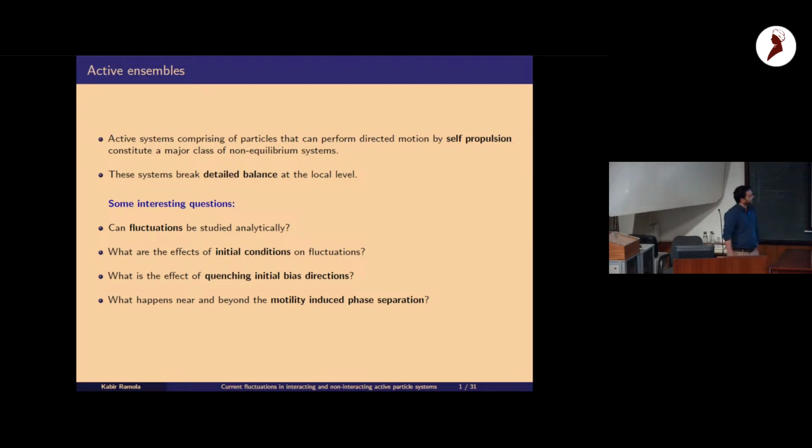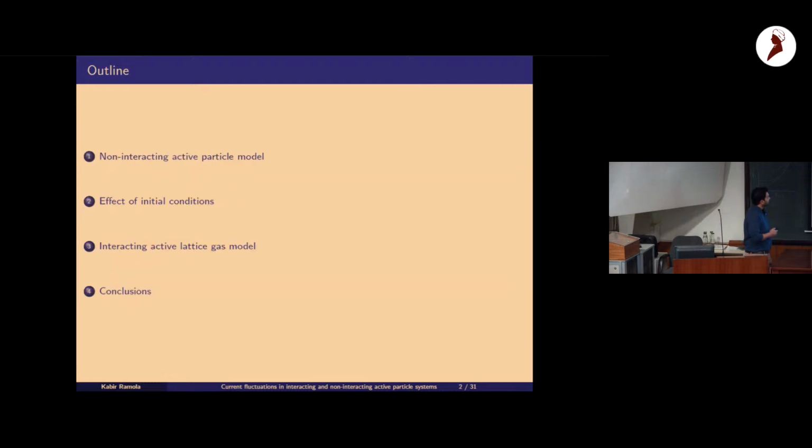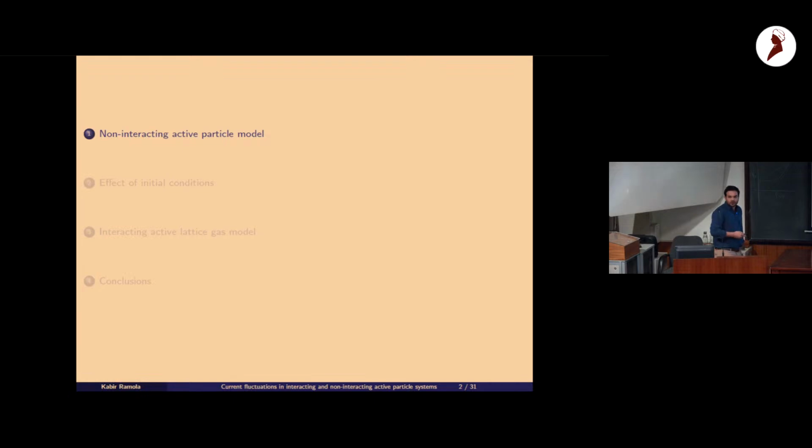And then one other question that I would like to touch upon is what happens near a motility-induced phase separation transition that active particle systems, especially interacting active particle systems, display. So this is the outline of my talk. Initially, I'll talk about a non-interacting active particle model, and I will calculate current fluctuations for different initial conditions, which I will detail in the second part of my talk. And then I will move on to an interacting active lattice gas model that has been studied in the literature over the last 4 or 5 years. And I will derive current fluctuations for this model and show how it connects in some limits to the non-interacting case. So let's start with the non-interacting active particle model.